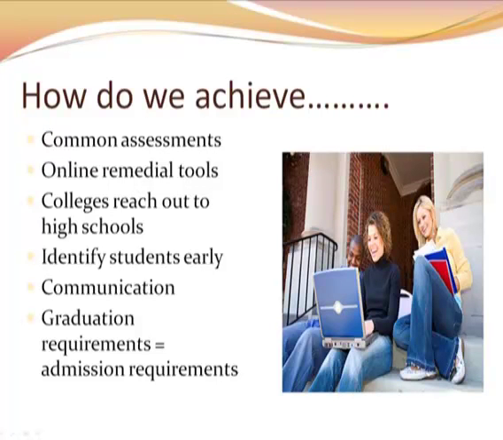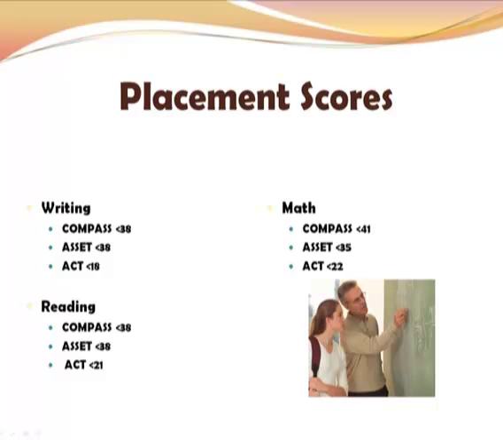And graduation requirements need to equal the admission requirements of the colleges. Placement scores. This is another piece of the puzzle, and this needs to be communicated directly to the students: what their placement scores mean. If they receive a writing score on the Compass test, and it's a 37, what does that score mean in terms of where they will start in college? I mean, what level will they start at? Are they ready for college level work? Those scores need to mean something to the students.